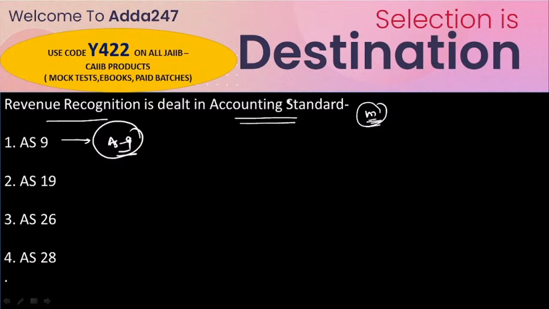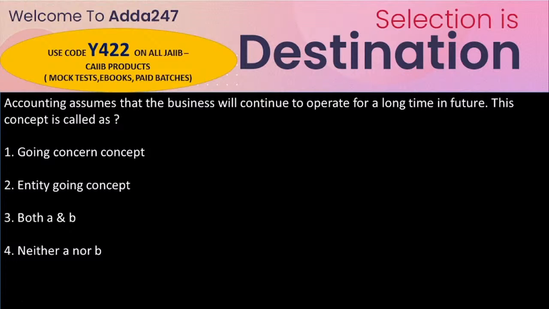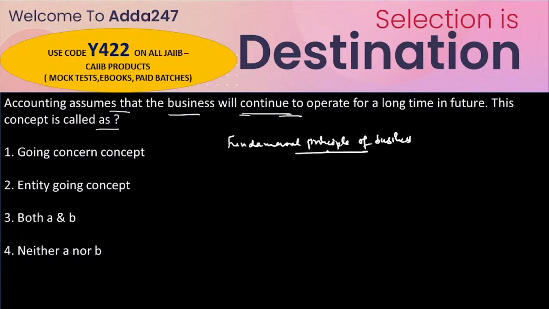Okay, so now understand another question. Accounting assumes that the business will continue to operate for a long time in future. So this concept is called as, okay, and this is a very important concept, a very important question. The going concern concept is a fundamental principle of accounting, or say a fundamental principle of any business.